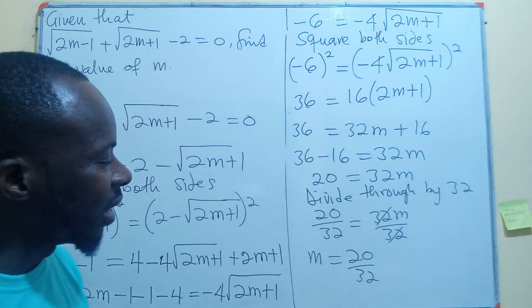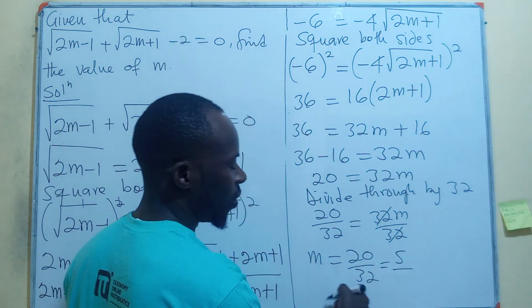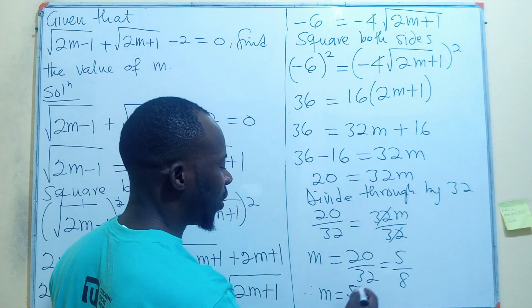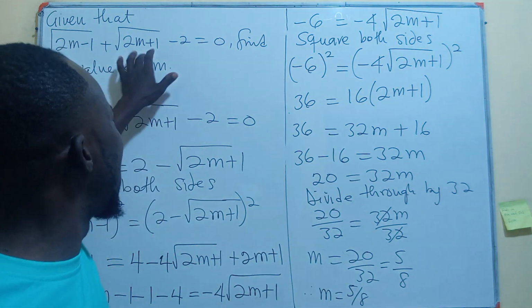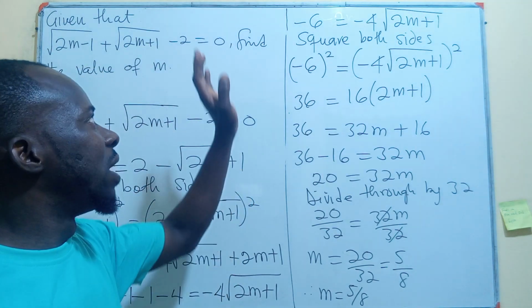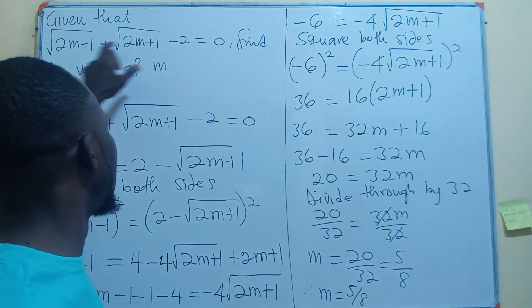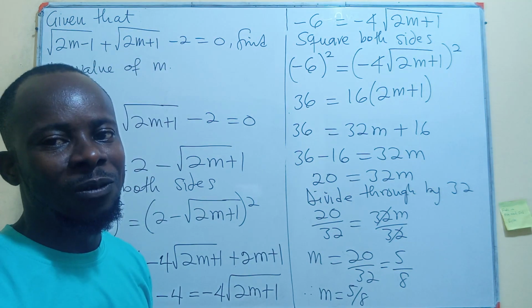But do we have any common factor there? Yes, we have 4. 4 can go into 20 five times. 4 can also go into 32 eight times. So therefore your m is 5 over 8. So the value of m that satisfies this relation to be equal to 0 is just 5 over 8. You can substitute it into this place and see if you get the same value as 0.